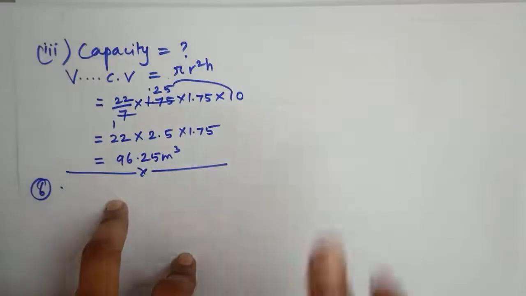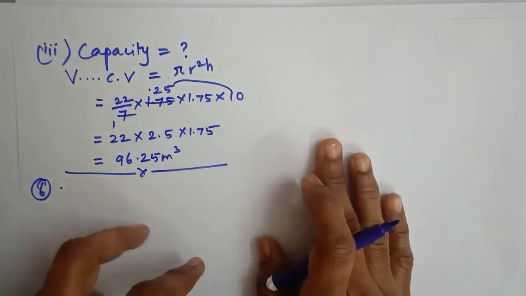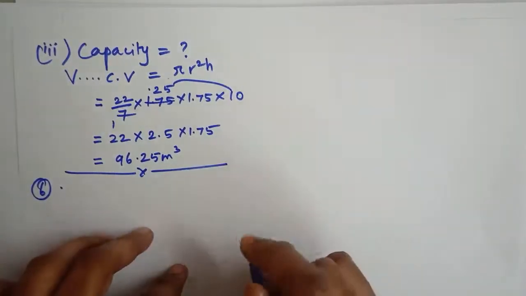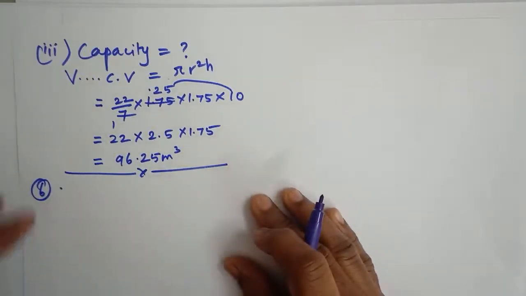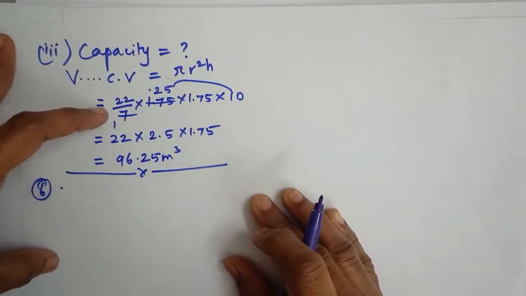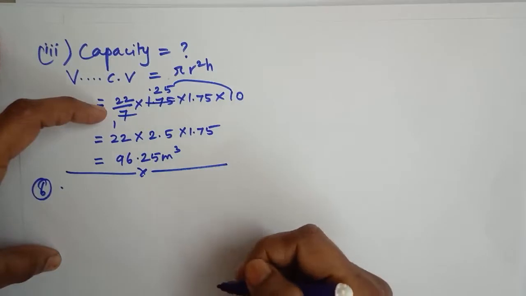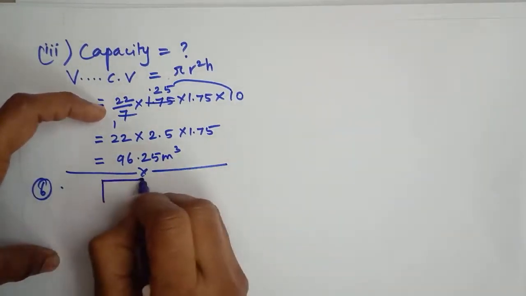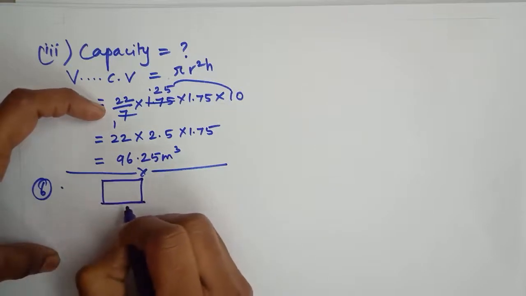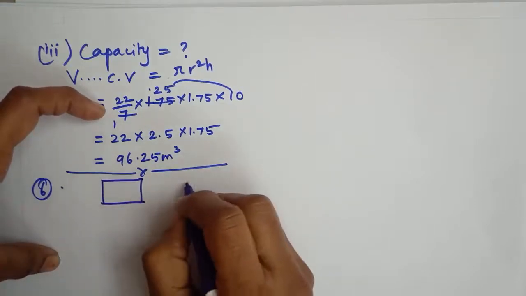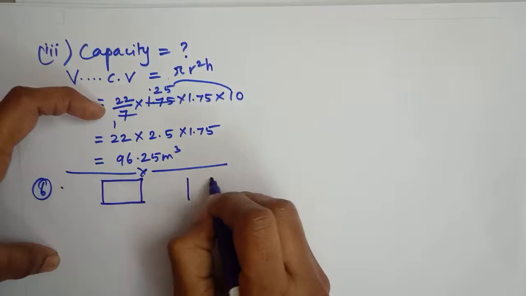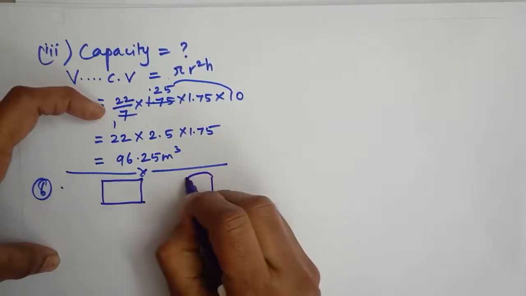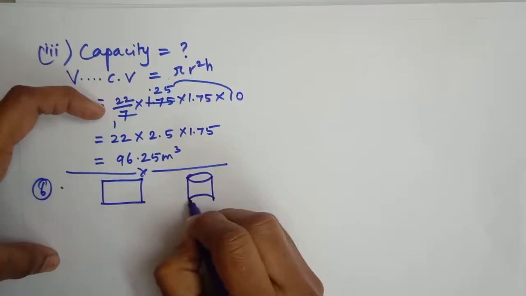Now let's see the sixth question. The capacity of a closed cylindrical vessel of height 1 meter is 15.4 liters. How many square meters of metal sheet would be needed to make it? Students listen. Here a metal sheet is there, and it will be made into a closed cylindrical vessel.